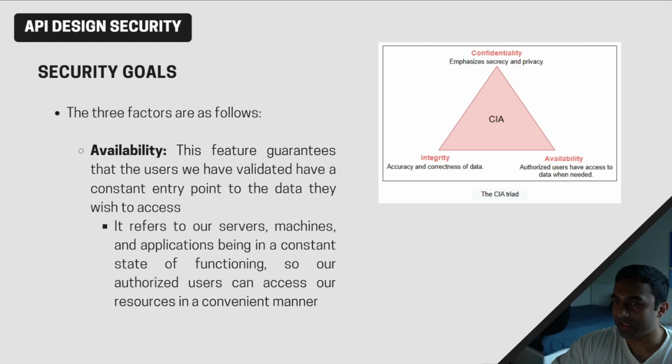There's also availability. This feature guarantees that users we have validated have a constant entry point to the data they wish to access. It refers to our servers, machines, and applications being in a constant state of functioning so our authorized users can access our resources in a convenient manner.